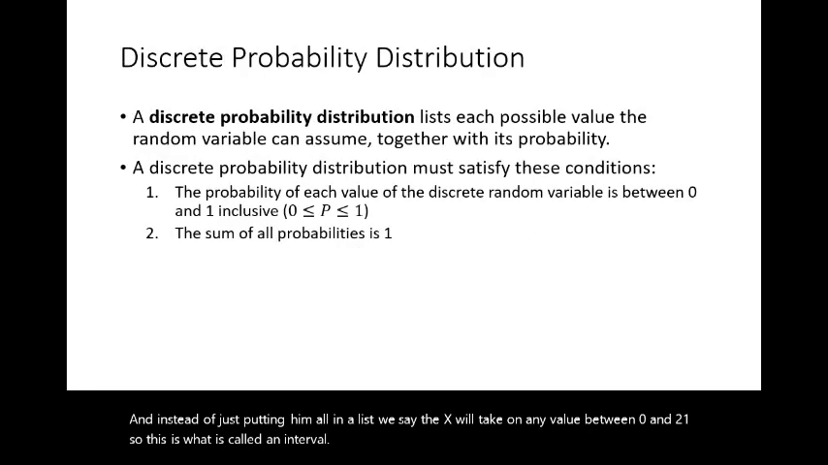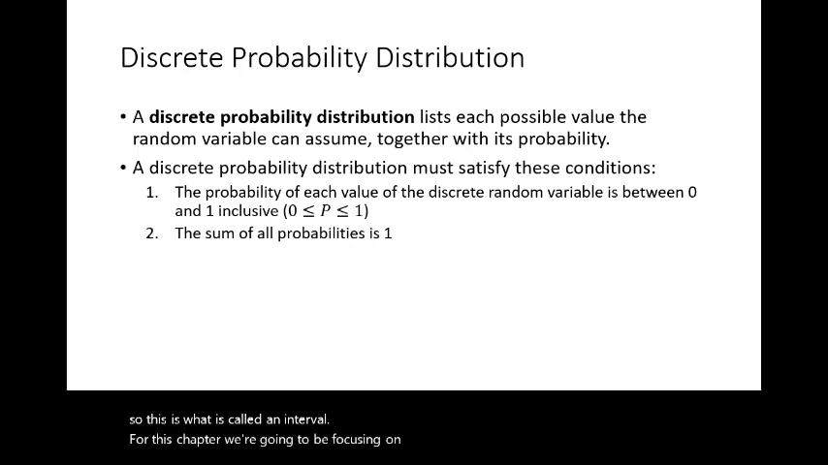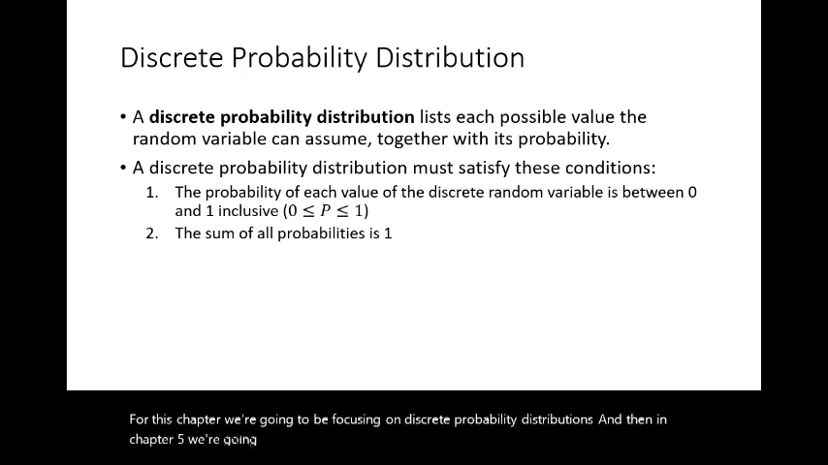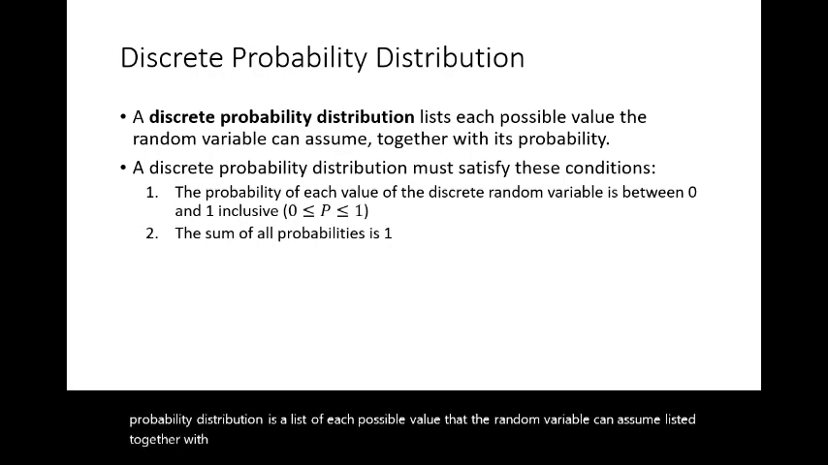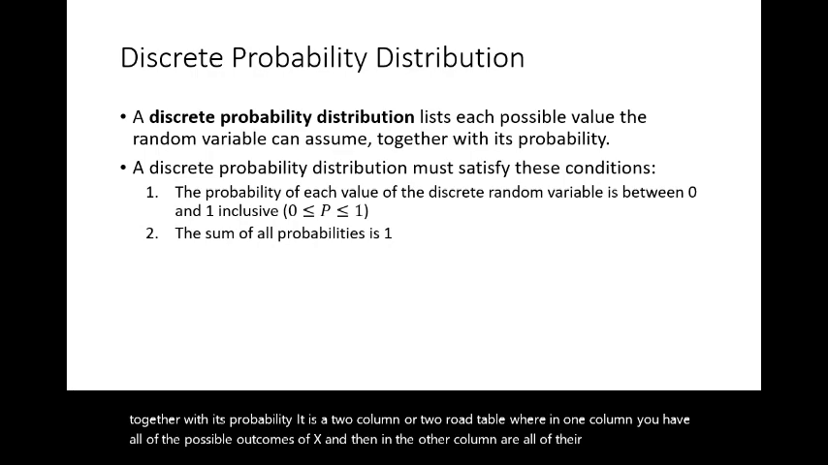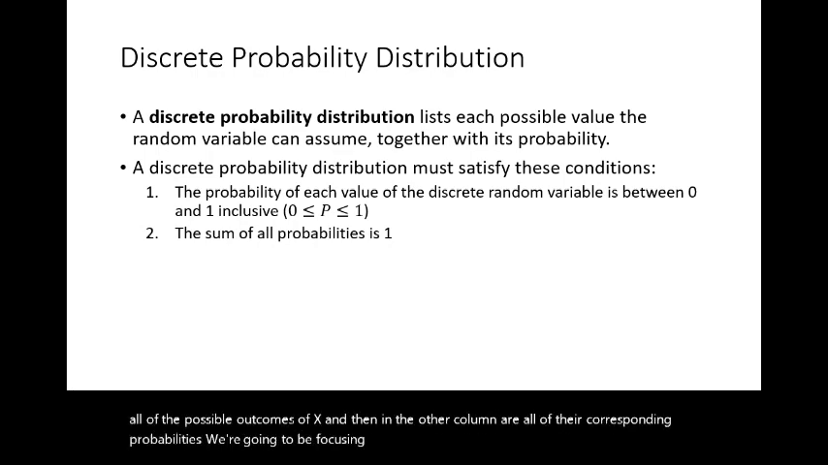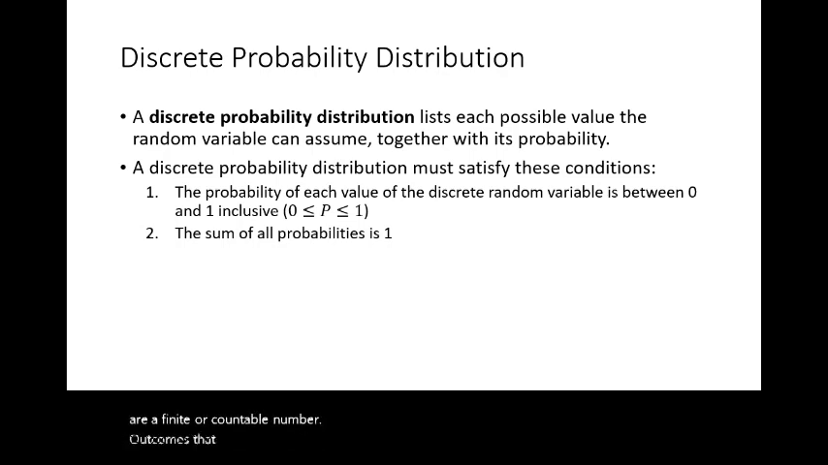For this chapter, we're going to be focusing on discrete probability distributions, and then in chapter 5, we're going to get into some continuous probability distributions. So a discrete probability distribution is a list of each possible value that the random variable can assume listed together with its probability. It is a two-column or two-row table where in one column you have all of the possible outcomes of x, and then in the other column are all of their corresponding probabilities. We're going to be focusing on discrete random variables first, which means there are a finite or countable number of outcomes that can be listed.